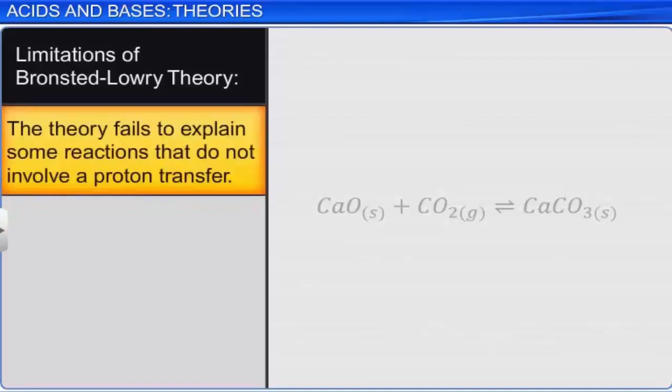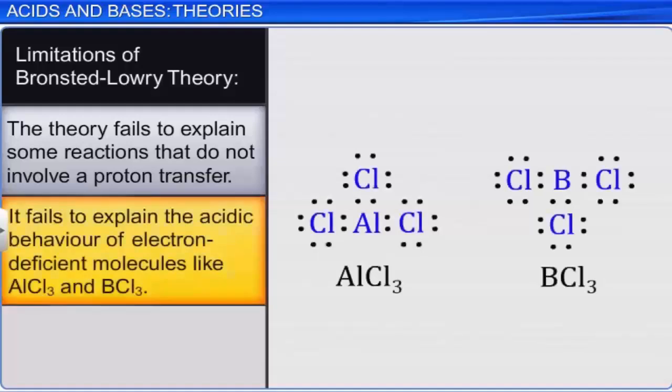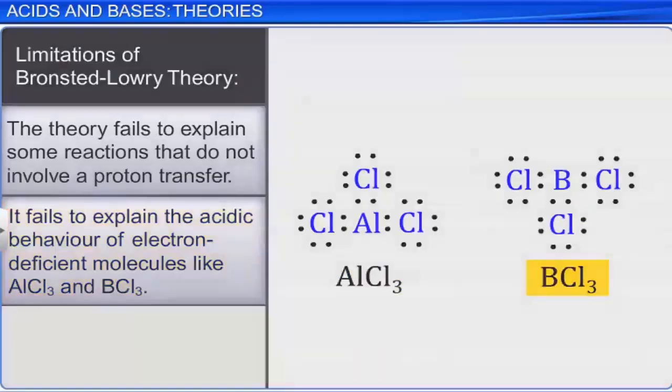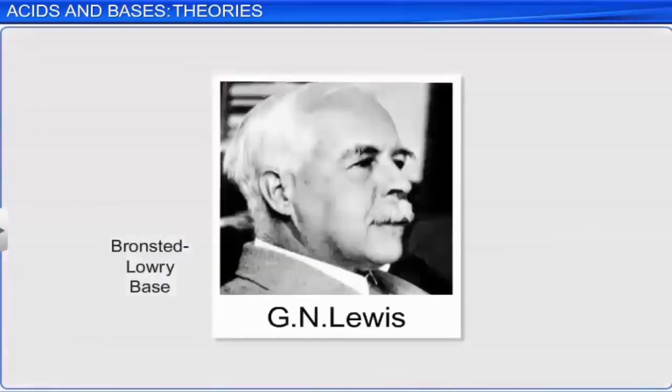For example, the neutralization reaction between the acidic oxide, carbon dioxide, and the basic oxide, calcium oxide, does not involve any transfer of proton. It fails to explain acidic behavior of electron-deficient molecules like AlCl3 and BCl3. In 1929, G.N. Lewis proposed a more general theory of acids and bases, which is founded upon the electronic theory of valency.